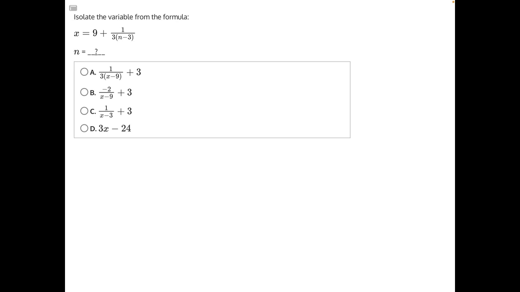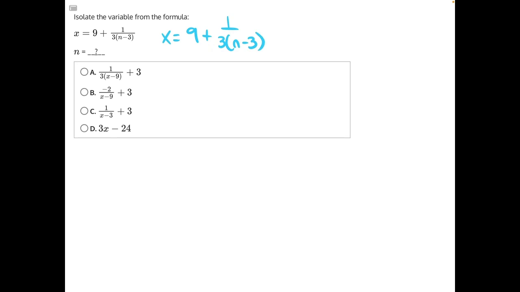To solve this question, we need to isolate our variable n, and in order to do that, we'll have to take everything else that is not n and move it over to the other side of the equation using opposite operations. So let's start by rewriting this expression. We have x is equal to 9 plus 1 over 3 times n minus 3.